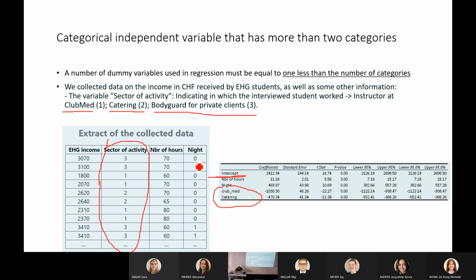You see, because you can't be Catering and Bodyguard. If you are just a Bodyguard, you are not Club Med, you are not Catering. You're the Bodyguard, right? And now I have a question: who earns the most, bodyguard, catering, or Club Med? Who out of these three, according to the coefficients, earned the most money? Any ideas online?